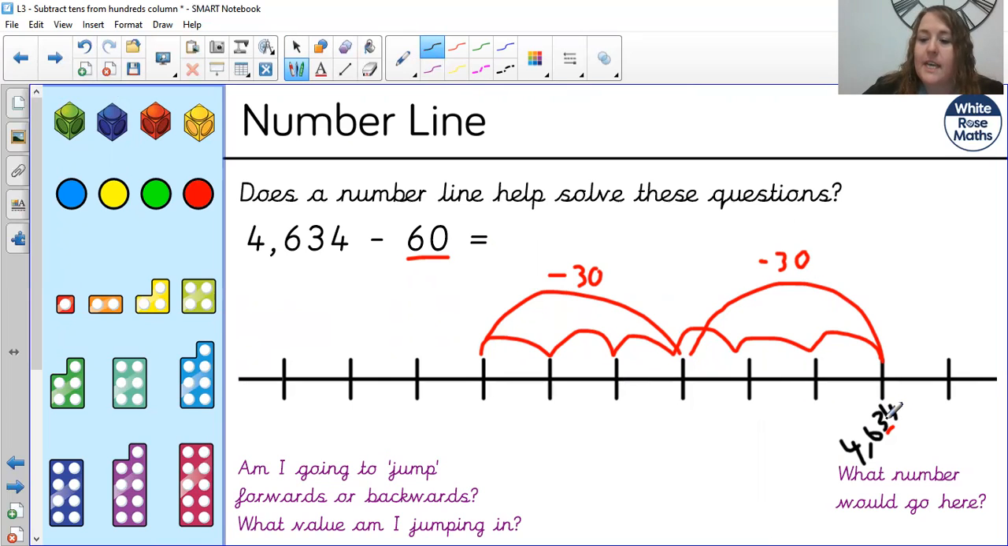So I've got 30 here, 34 in 4,634. If I take away 30, I know here I'm going to have 4,604. So I've taken away that 30 from my tens column. And again, I need to take away my second lot of 30, but I have 0 tens now. Now, if I imagine I've got 0 tens, I've got to take away 3 tens, I know I'm going to end up with 70.